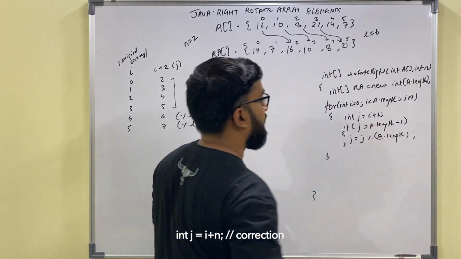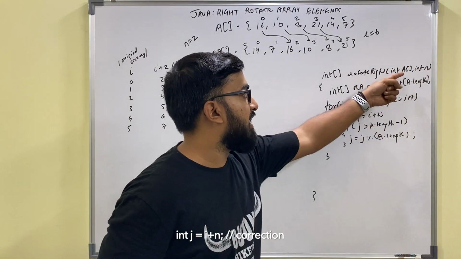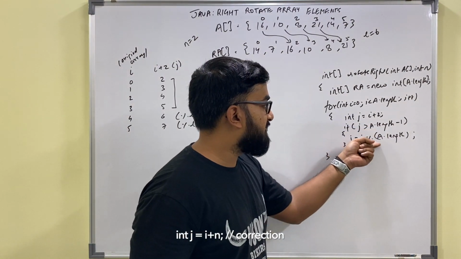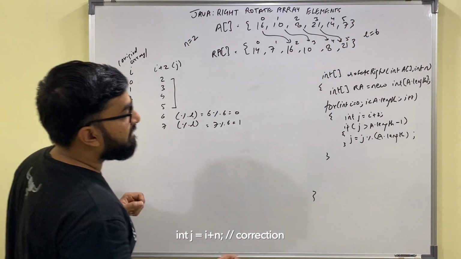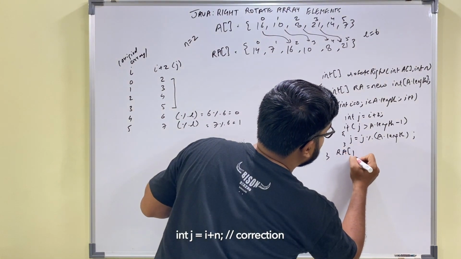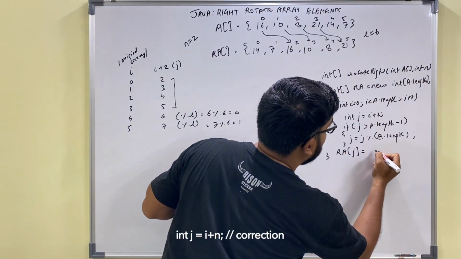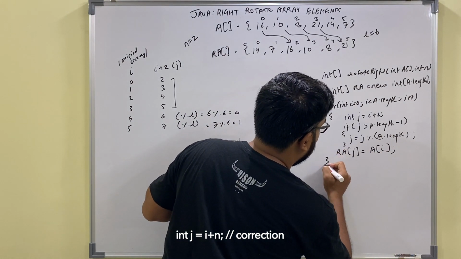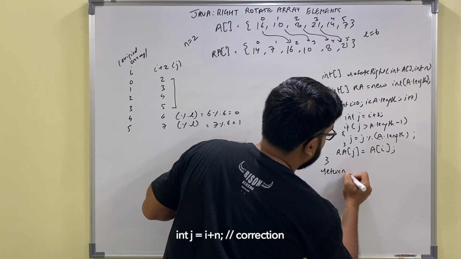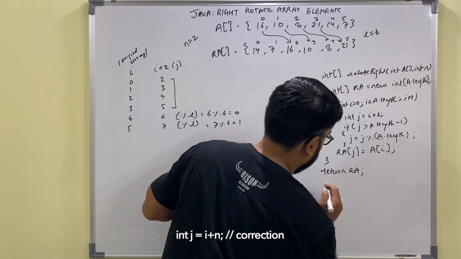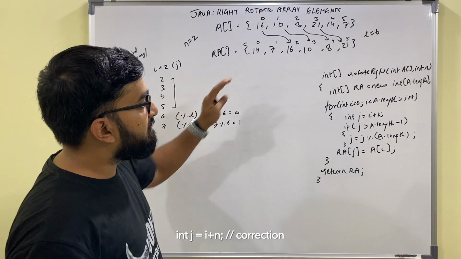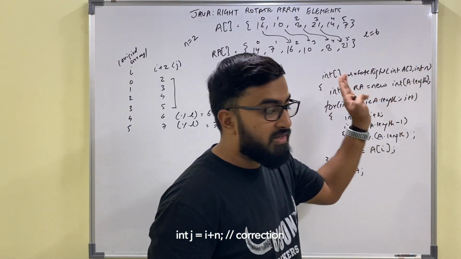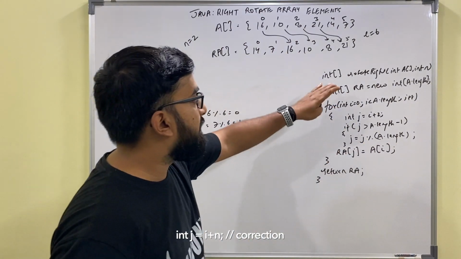If J is greater than the largest index in this array, do J is J percent A dot length, and then we set the value at the jth index in the rotated array as the value at the ith index in the original array, and finally we return the rotated array. So this is the code to rotate an array A n times right: right rotate array A n times, return the updated array.